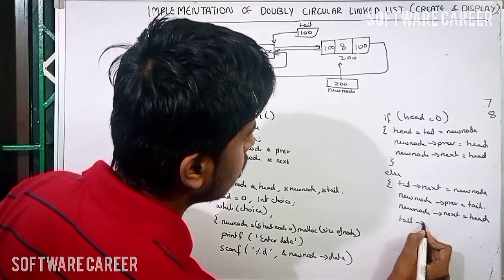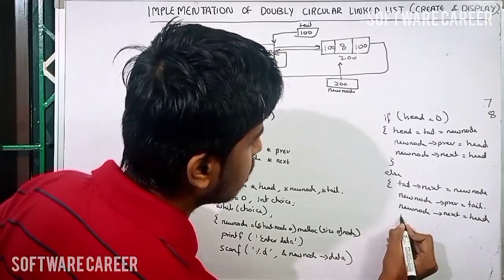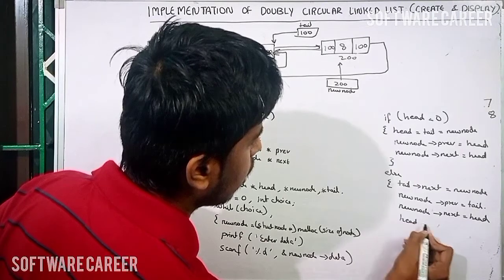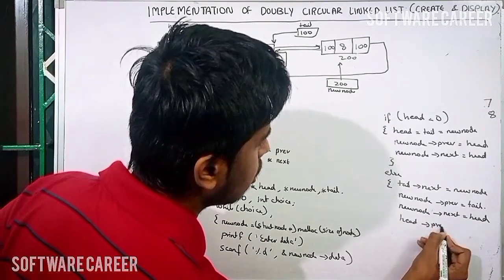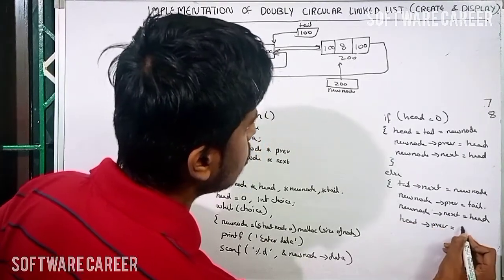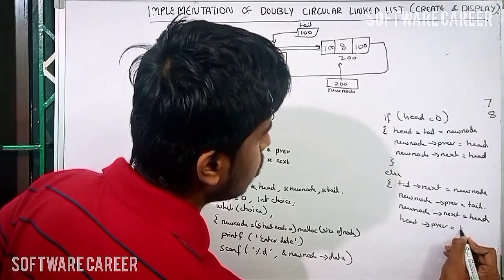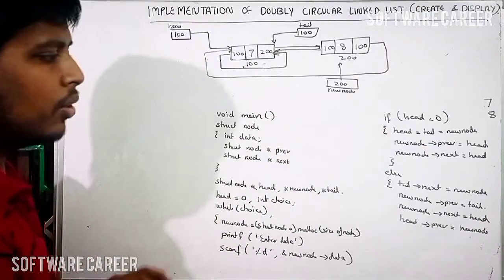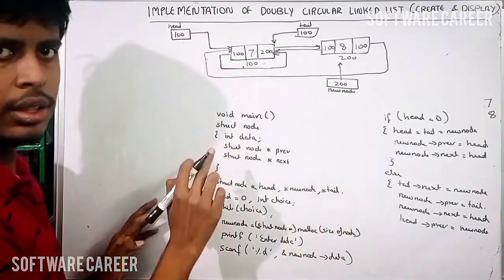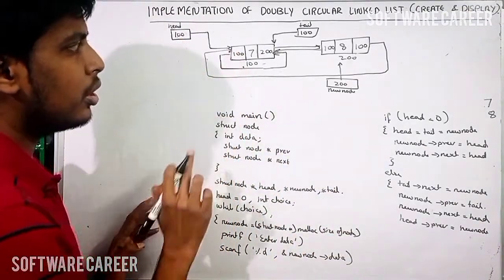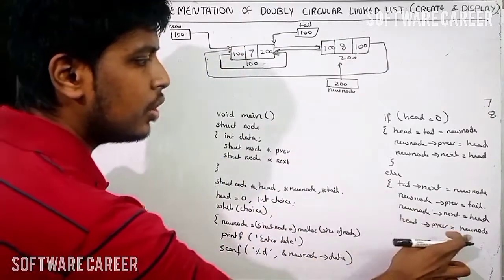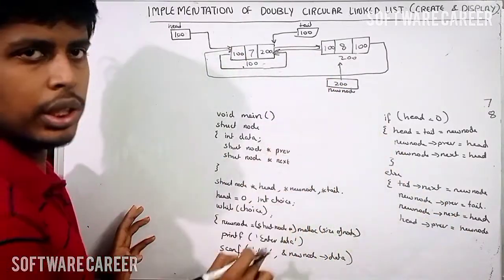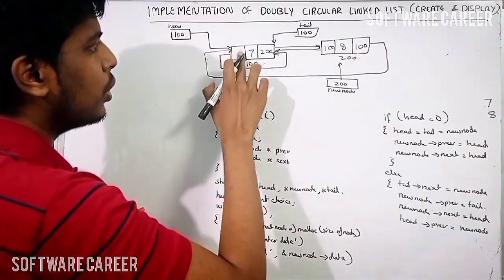Head previous equals new node. Now see, what is head previous? Head is 100. 100 previous is this pointer. In this pointer, I'll store the address of the new node. The new node address is 200, so I'm storing 200 here.